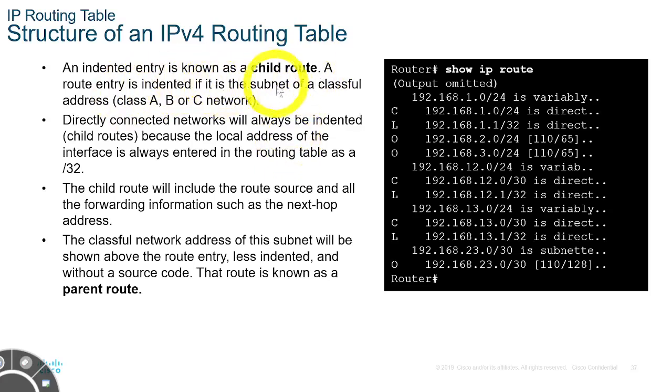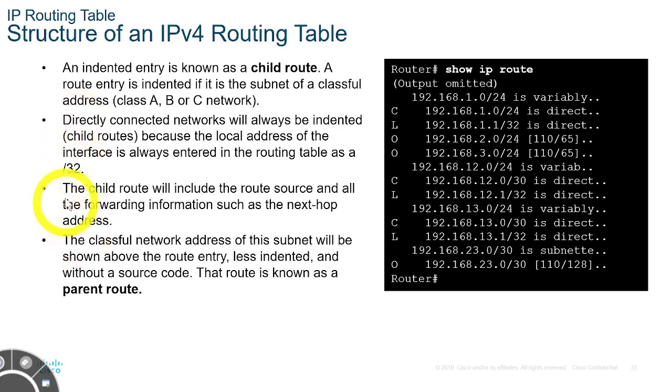A route is indented if it's a subnet of a classful address, class A, B, or C. It will be a subnet. You know what's a subnet? 0, 1, 0, 0. This is the subnet network address. Directly connected networks will always be indented as child routes because the local address of the interface is always entered in the routing table as /32. Because you write, you don't add the slash, right?